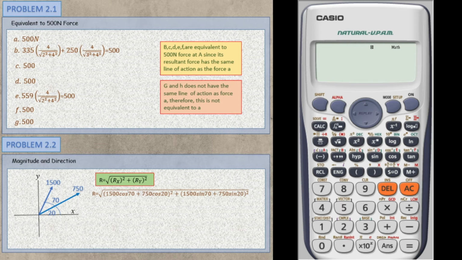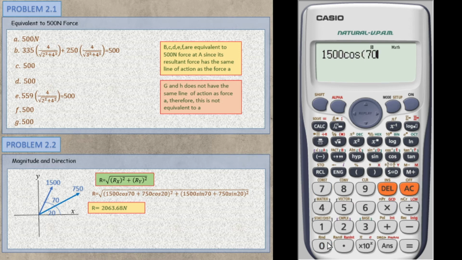So here, this is a positive x component, 1500 cosine 70 plus 750 cosine 20, squared, plus for y, 1500 sine 70 plus 750 sine 20, squared. So therefore, we can find our R, which is 2063.68 Newton. I will just compute it using the calculator.